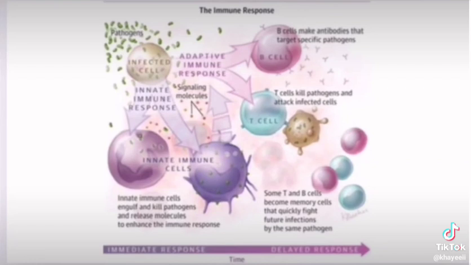So here is an example of the immune response. As you can see in the picture, the immune response is finely balanced. An overactive response can lead to autoimmune diseases, where the immune system mistakenly attacks healthy tissues. Conversely, an underactive response can result in infections or cancers going unchecked.